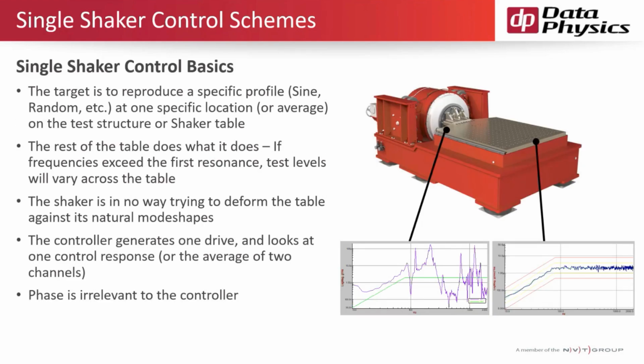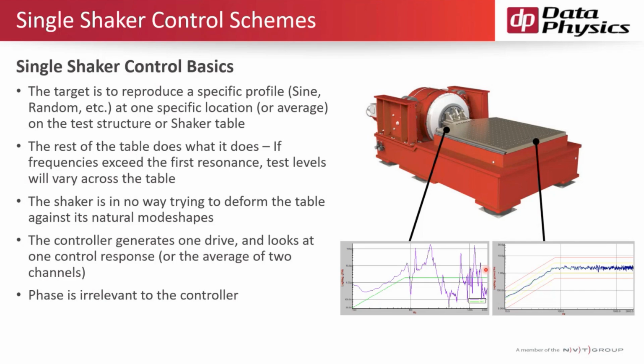In a single shaker test, your goal is to reproduce a specific profile, either sine or random or shock, at one location on the shaker or slip table or armature. So for example, if I had my control accelerometer here, you can see my control accel is going to hit that target reference. But if I had a second response accelerometer somewhere else on the slip table and measure that, the PSD from that response accel might vary quite a bit from the control accel.